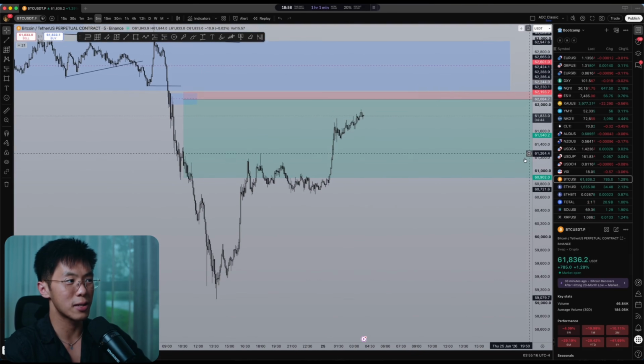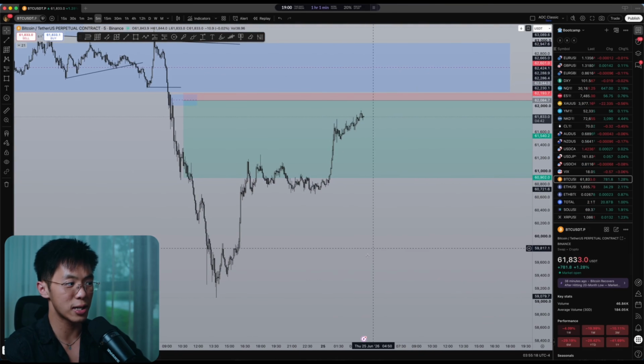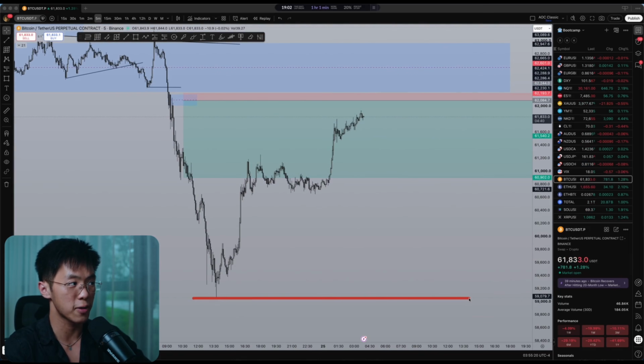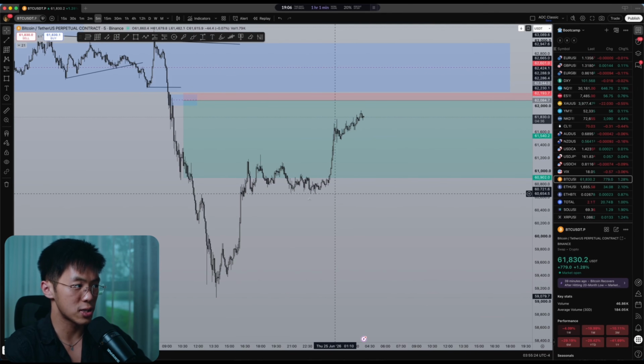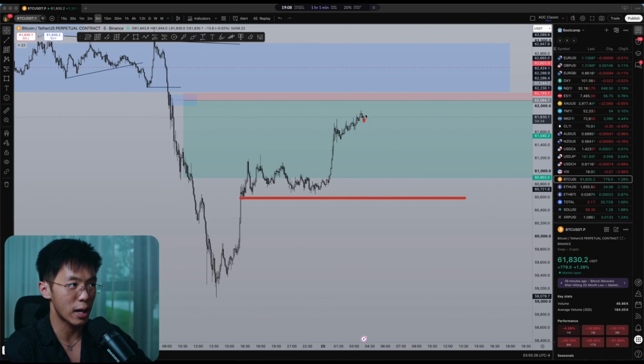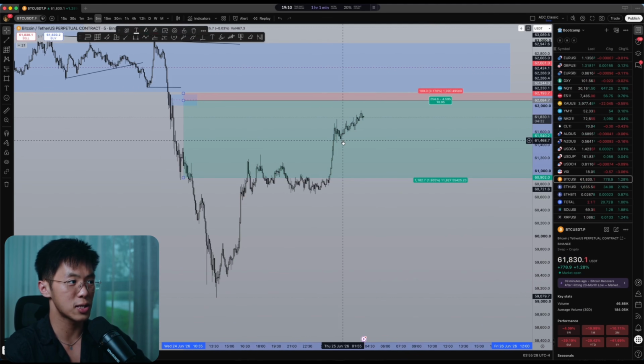I highly doubt that today is going to be as volatile as what happened yesterday, considering the weekly objective has already been taken. I would say 60,700 is going to be a reasonable target for today. I'm not going to aim for too much. And even, heck, 61,400 here, you have a bunch of relative equal lows.